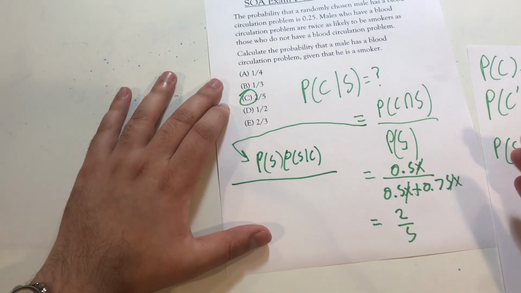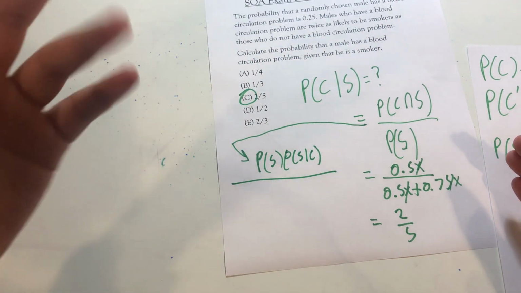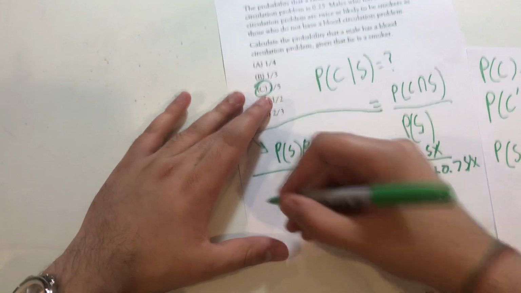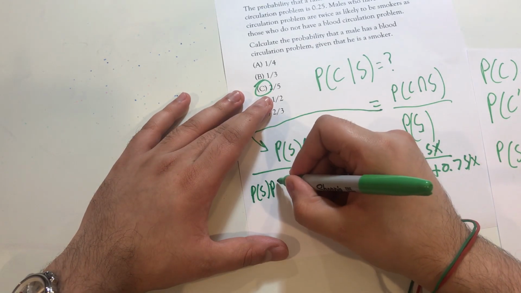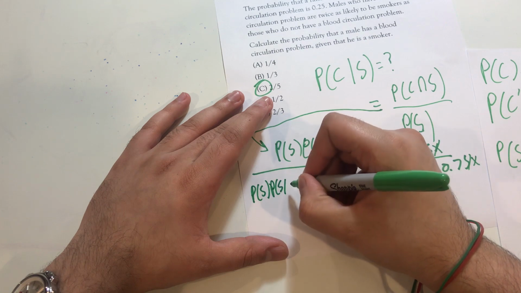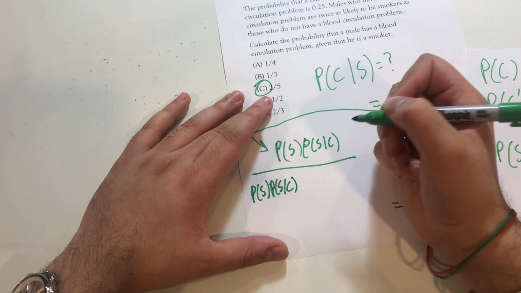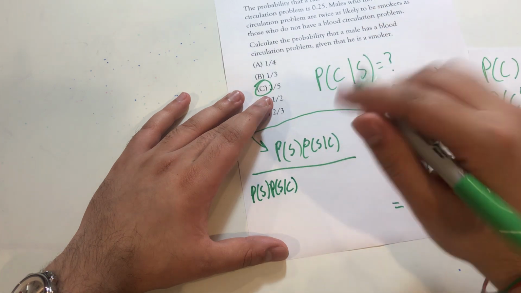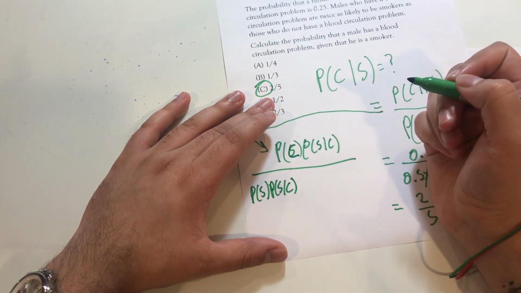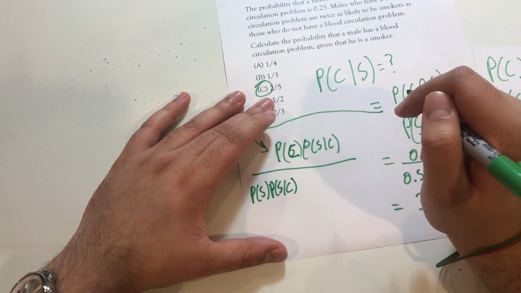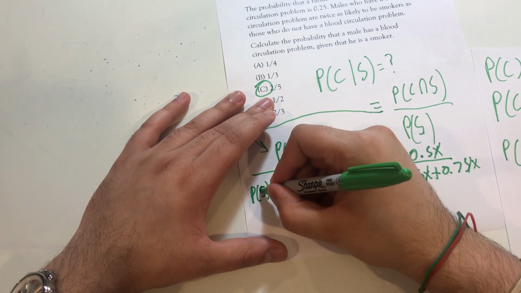Now, what are the options? Either you're a smoker with circulation issues or a smoker without circulation issues. We need to account for both possibilities. Sorry, this is incorrect. This should be the probability you have circulation issues times the probability you're a smoker given you have circulation issues. Same thing down here.